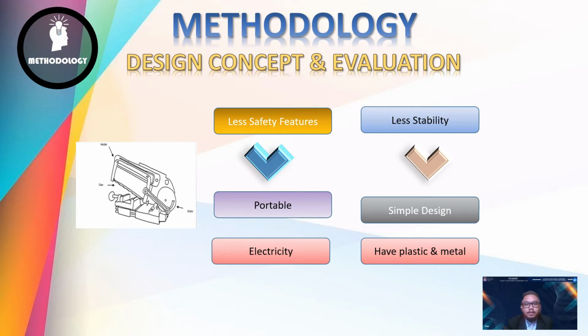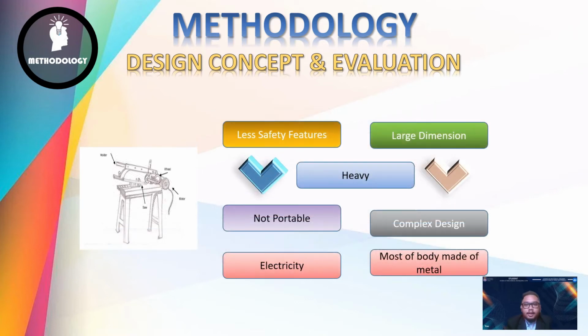After that, it only uses electricity power. Lastly, the body part is made from plastic and metal. For the second design, the design has fewer safety features because of its large dimensions, and it is also heavy and not portable. The design is complex. The power source is electricity, and most of the body part is made from metal.